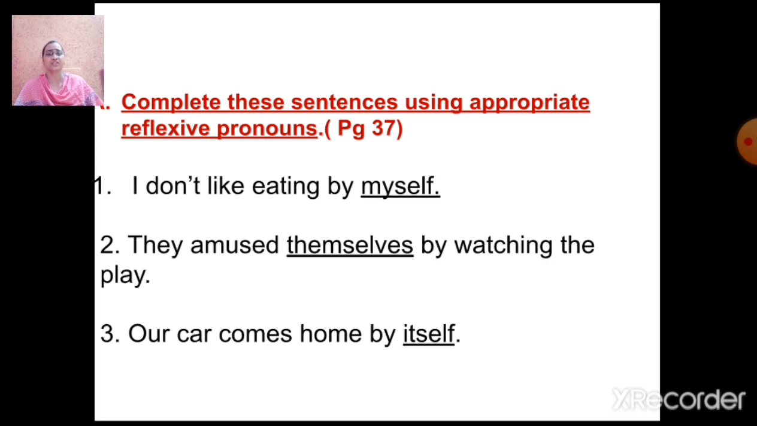Then the next one, they amused themselves by watching the play. So the answer is themselves. Then the third one, our car comes home by dash. The answer is our car comes home by itself.